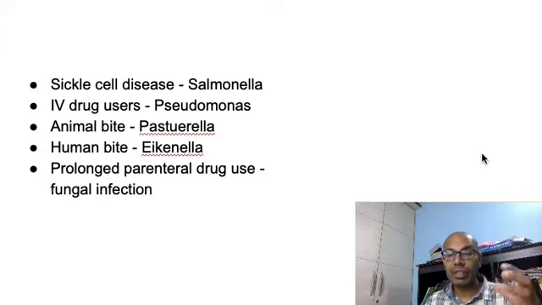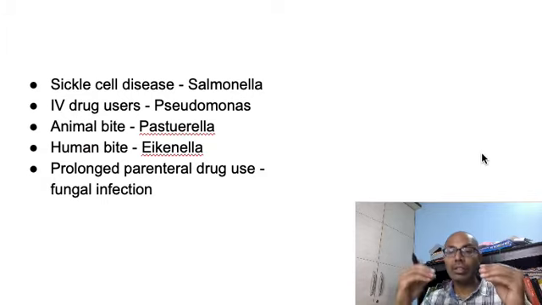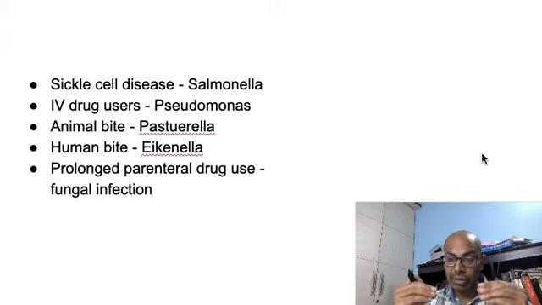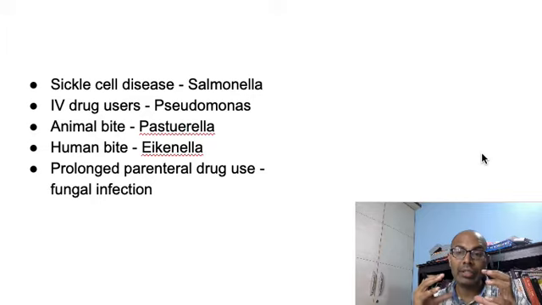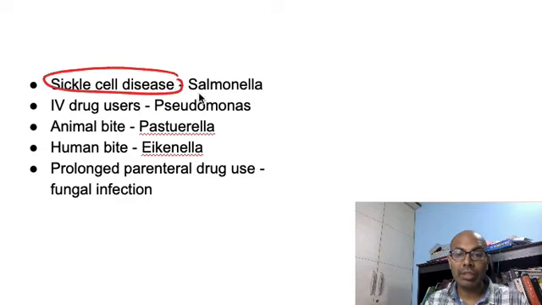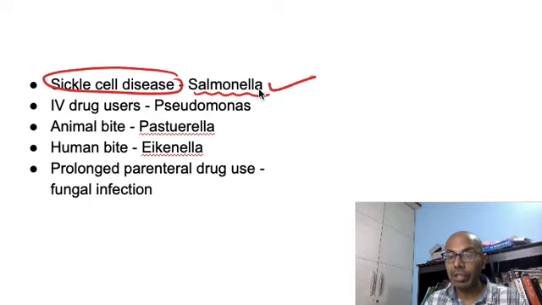As we were discussing a couple of slides ago, some specific conditions are related to some specific organisms, but in all these conditions as well, I think Staph aureus is number one, and these are the number two conditions, right? So in sickle cell disease, the most common organism that causes it is Staph aureus, followed by Salmonella. Salmonella has a predilection in sickle cell disease.